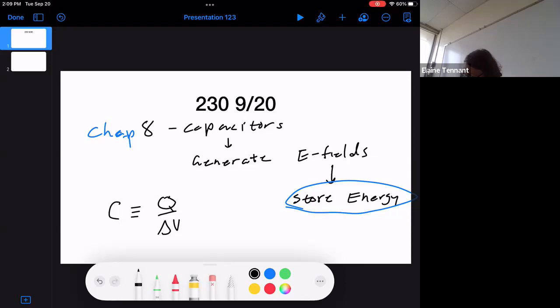Some basic things about capacitance. So units: charge, that's coulombs. Potential difference, that's volts.